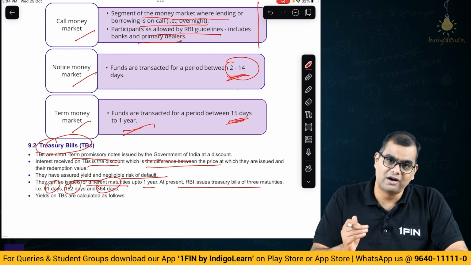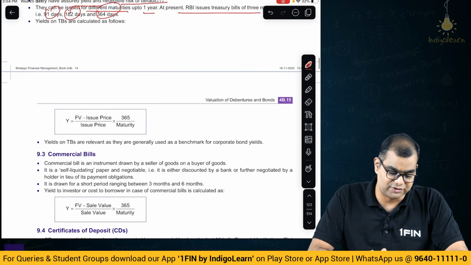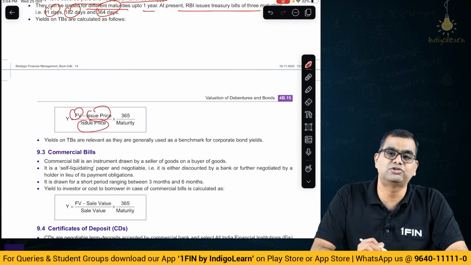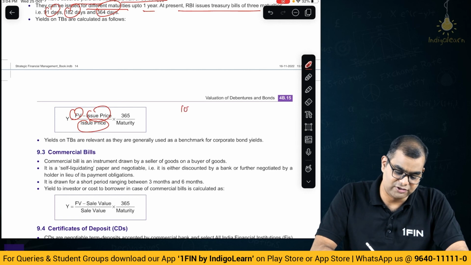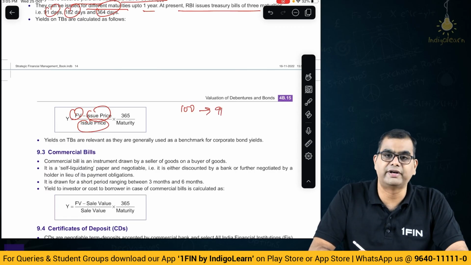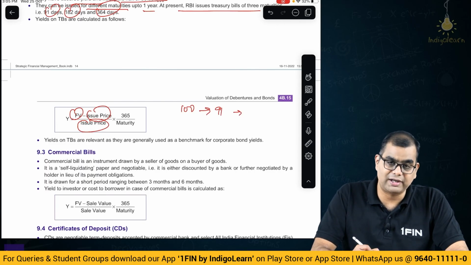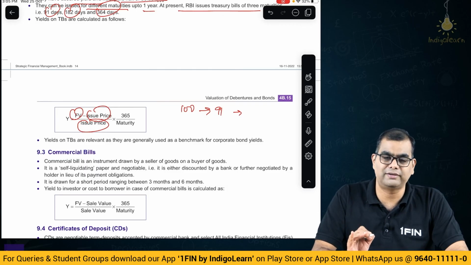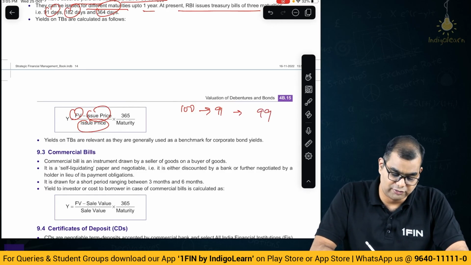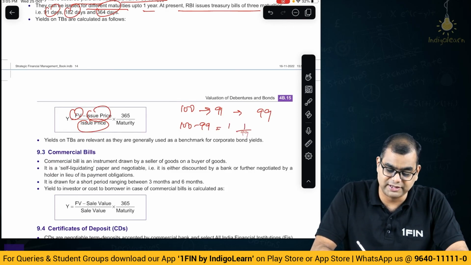So, the whole story on these treasury bills and other money market instruments is how the yield is calculated. Yield is face value minus issue price, divided by issue price, into 365 days divided by maturity. Let's say the face value is 100 rupees, and it is issued for 91 days, because it is a T-bill, at some discount. What the discount is in percentage terms is what you have to find out. Let's say it is issued at 99 rupees. So, you do 100 minus 99, which is the total discount of 1 rupee. 1 by 99 is the discount for 91 days.